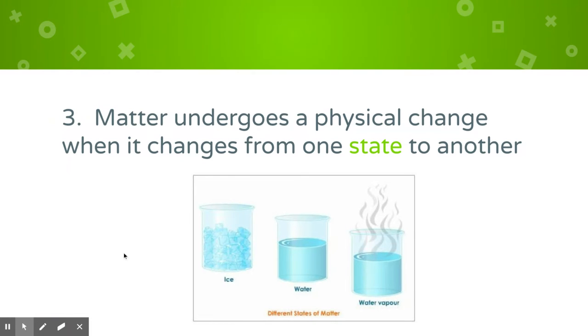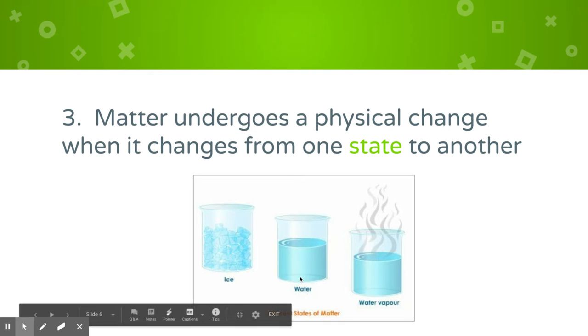Matter undergoes a physical change when it goes from one state to another. So when you melt ice to water or change water to vapor, or the other way around, when water vapor becomes water and then freezes to ice, that is just a change of state, or sometimes it's called phase.